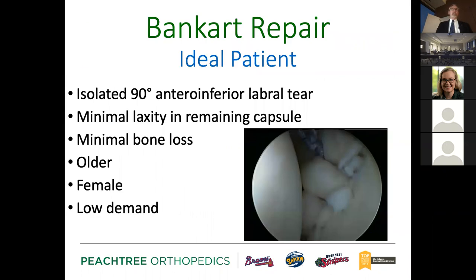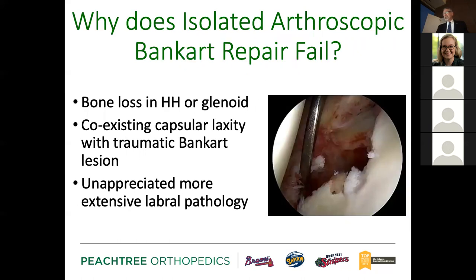So who is the ideal patient for a Bankart repair? It would be someone who has an isolated 90 degree anteroinferior labral tear, has minimal laxity in the remaining capsule, minimal bone loss, an older patient, and it's all relative what you consider older or young; here, the mid to late 20s is older. Female patients, and then low demand patients. That's the kind of patient you could do an isolated Bankart repair on and say this patient has a very high success rate, unlike the other risk factors that Dr. Boileau talked about. So why does an isolated Bankart fail?